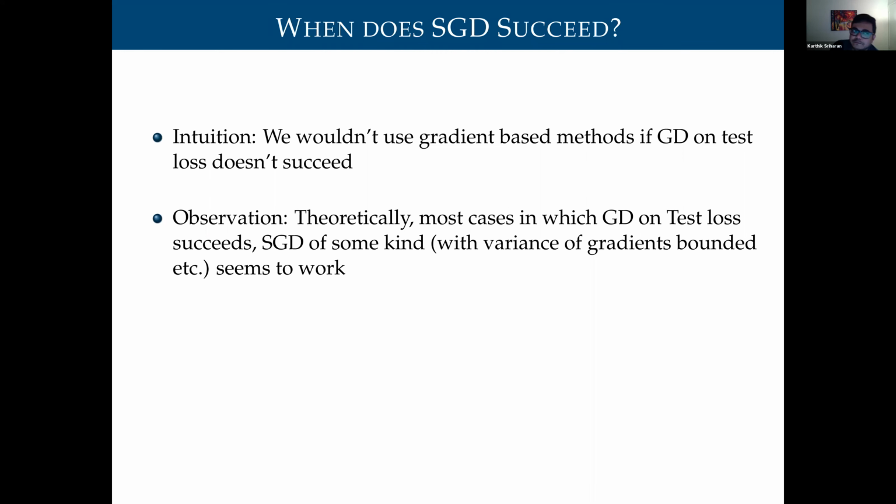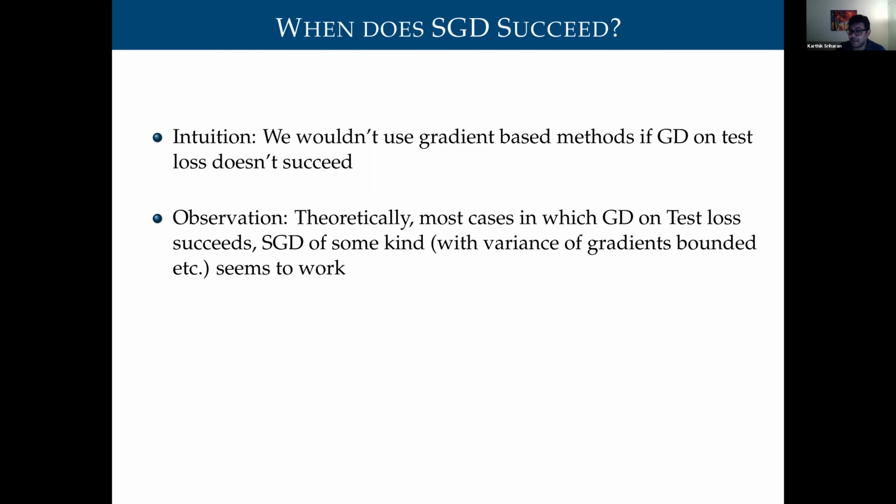Okay. So when does SGD succeed? The high level intuition is that we wouldn't really use gradient based algorithms if we expect something like gradient descent does not even work on the test loss. So I'm not talking about any learning. Imagine I told you what the test loss capital L was, or I gave you access to gradient computation. So there is no learning, there's no sample, there's just capital L, which is your test loss.